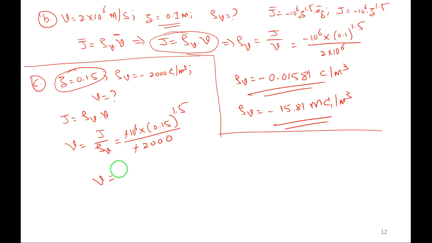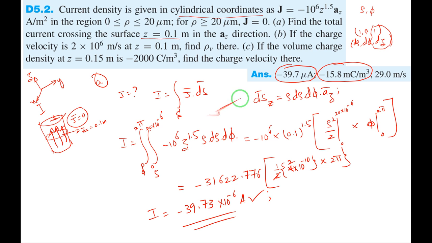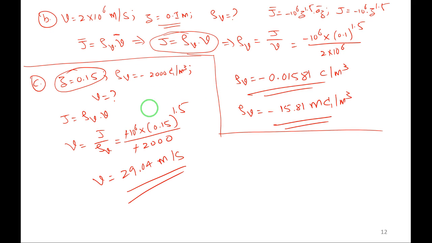So I will calculate how much velocity we are getting. Okay, I will calculate numerator 10 to the power of 6 into open bracket 0.15 to the power of 1.5. So I am getting this, then divided by 2000. So I am getting 29.04 meters per second. Right? So 29.0 meters per second. Right? Okay, fine. I will stop today's lecture here.